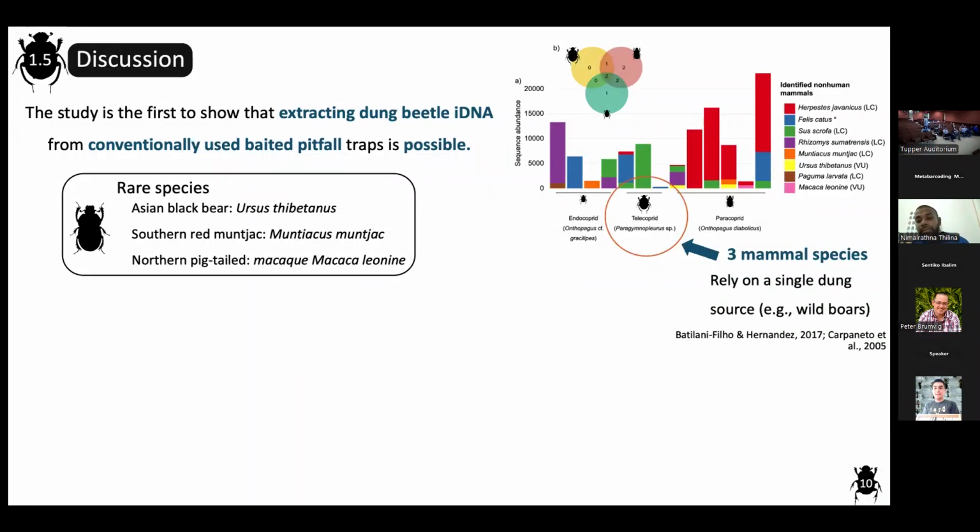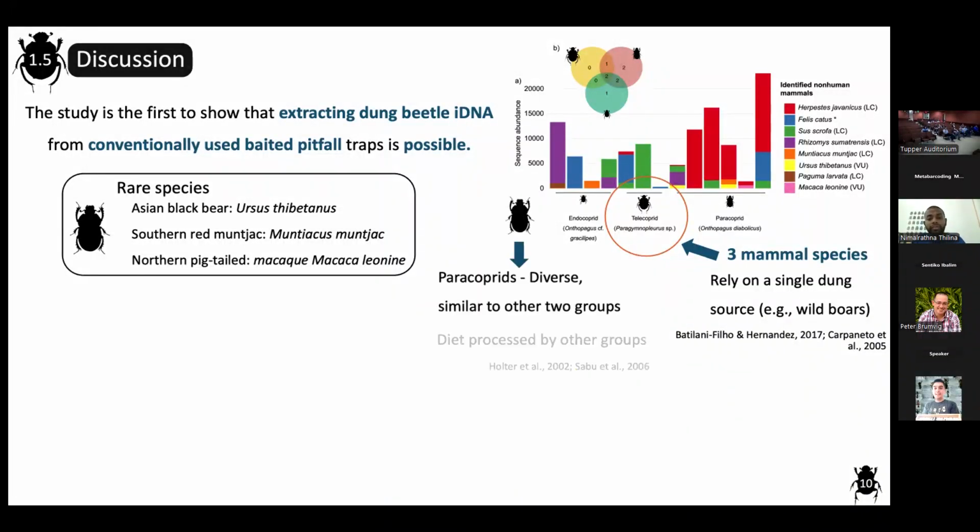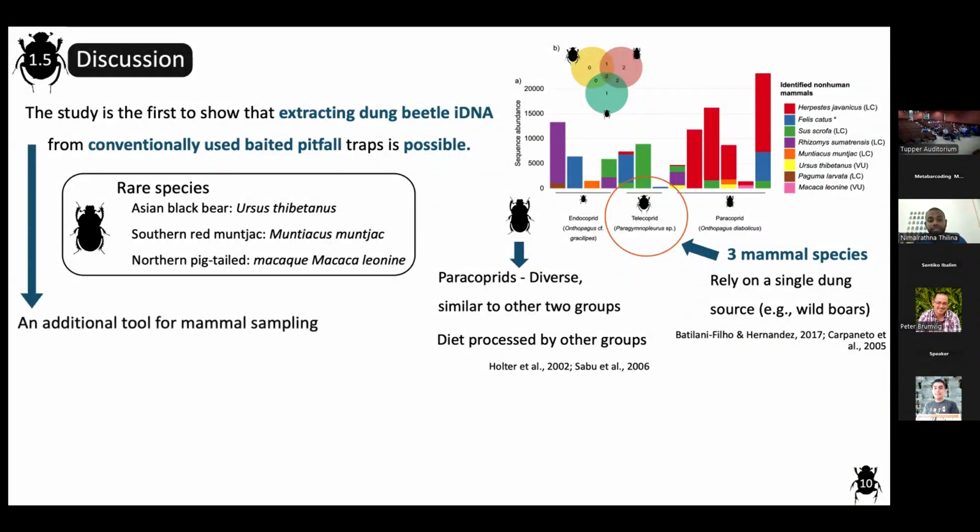However, the smallest number of species was recorded from the rollers, which makes sense because they mostly rely on a single source of dung to make their brood ball and also for their diet. However, the paracoprids are known to process dung processed by the rollers or the dwellers. Therefore, we were able to capture the highest number of species from the tunnelers. So this method gives an additional tool to sample mammals.